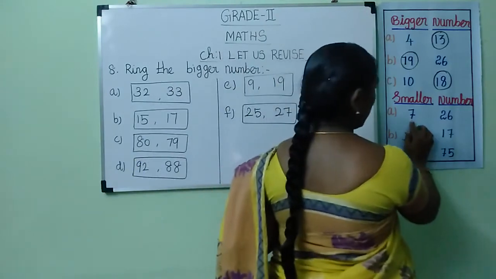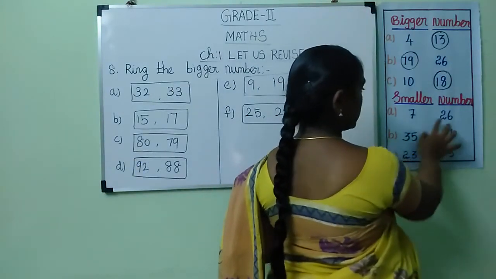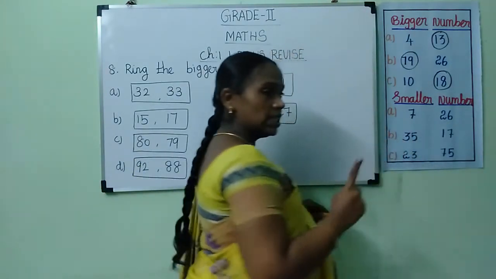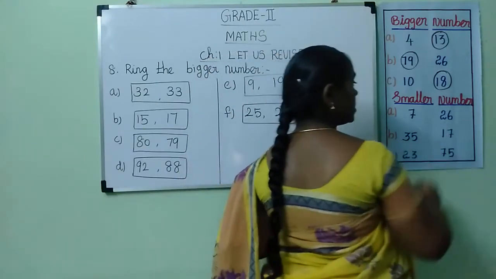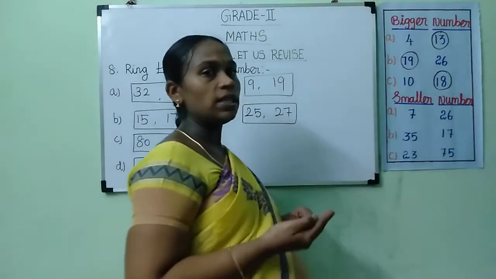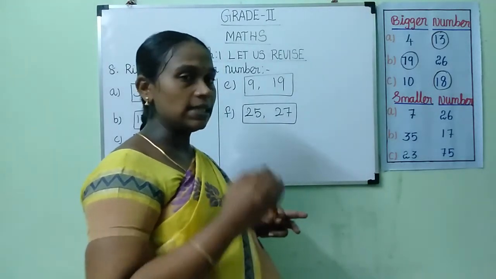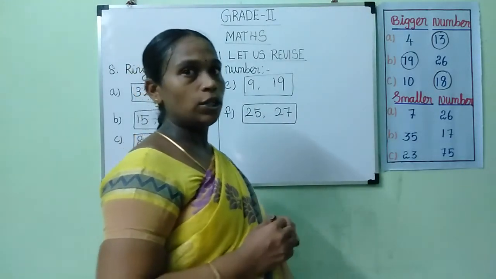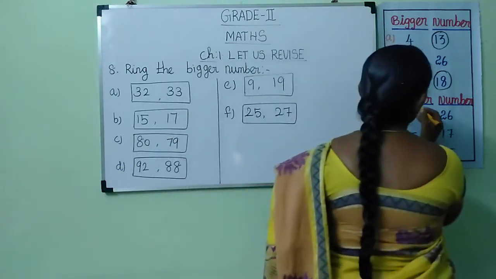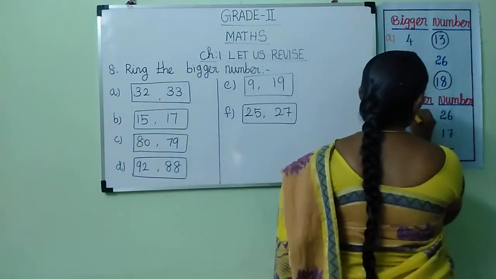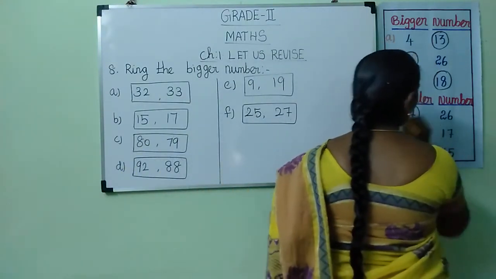Okay. 7 and 26. 7 is a single digit number. 26 is a 2 digit number. So which number is the smaller number? Single digit or 2 digit? A single digit is the smaller number. You should put the circle on the smaller number. 7 is the smaller number.